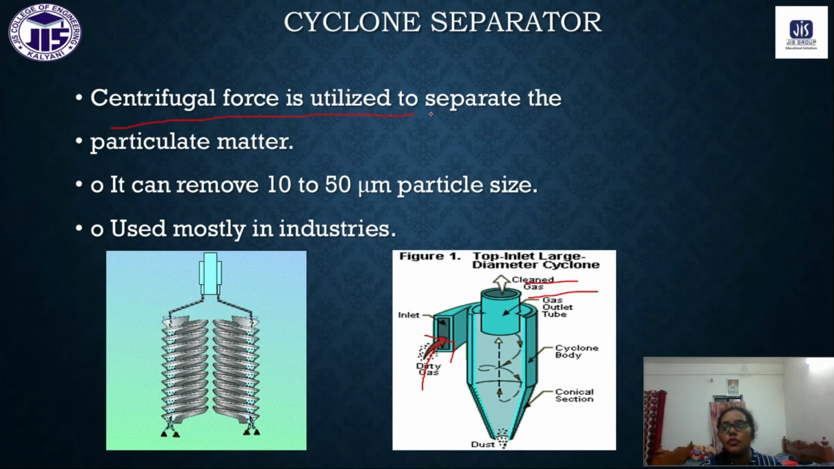So centrifugal force is utilized to separate the particulate matter. It can remove 10 to 50 micrometer particle size. From the gravitational settling chamber, generally we remove the large particles, around 50 micrometer size, and for this case we can remove the range of particle size from 10 to 50 micrometer. Whatever particulate matter we have, those particles can be removed by this chamber.